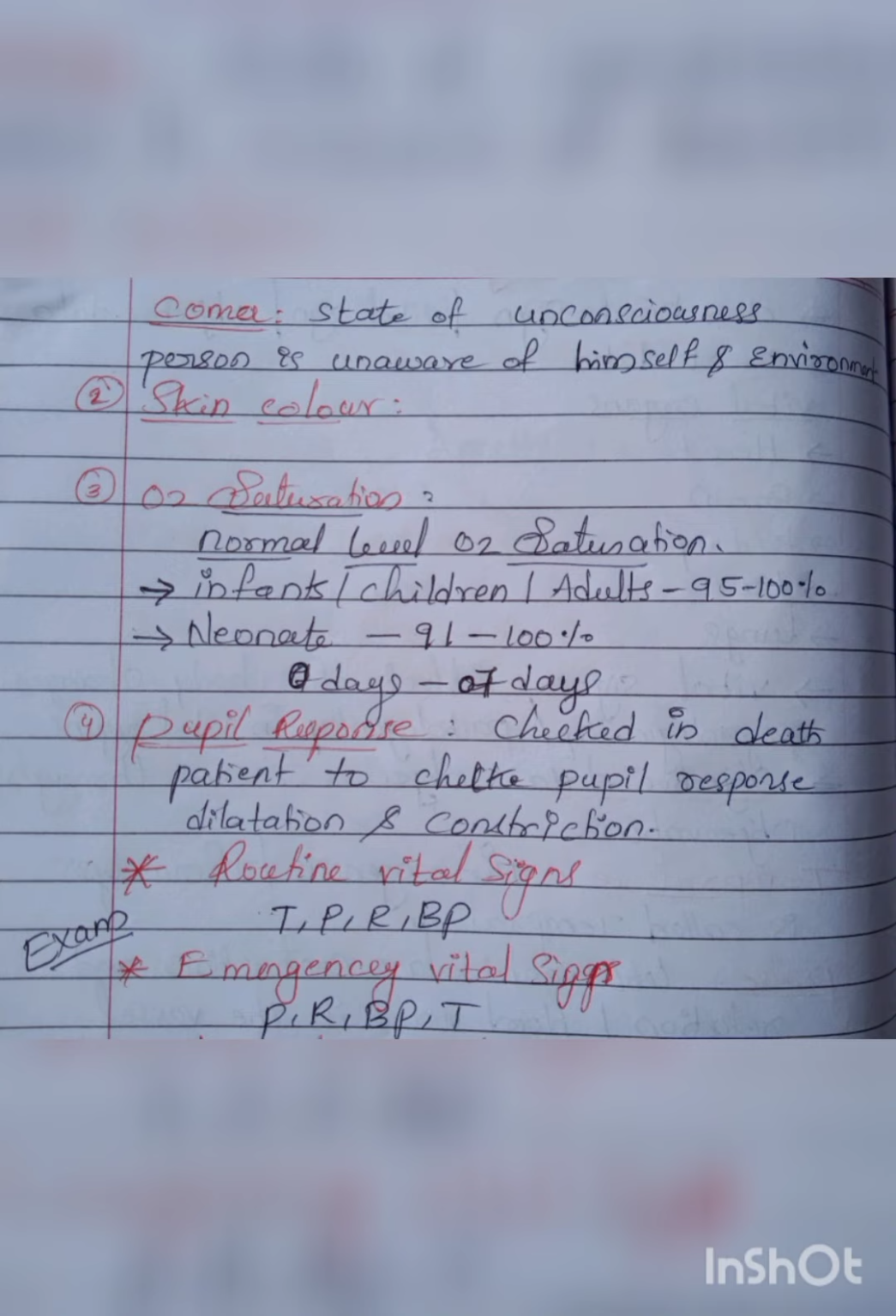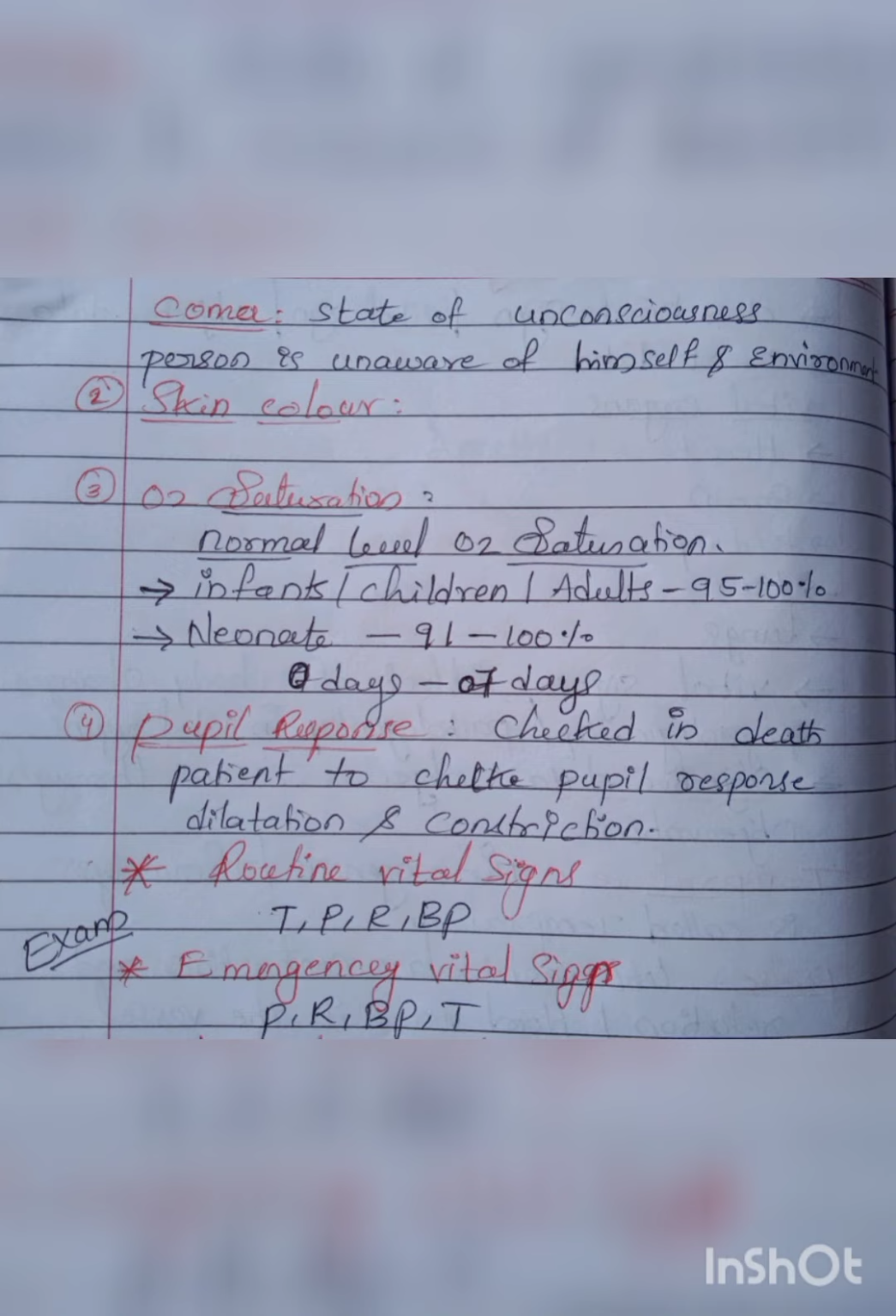And oxygen saturation, the third other vital sign here, is oxygen saturation. Oxygen saturation is nothing but the level of the oxygen percentage in the blood. In infants, children and adults, oxygen saturation is 95 to 100%. 95 to 100% is the normal oxygen saturation in infants, children, adults.